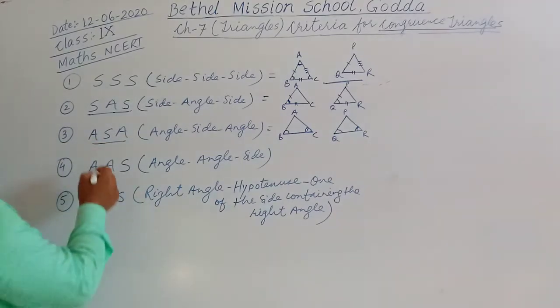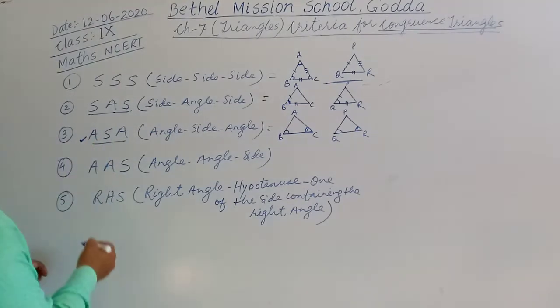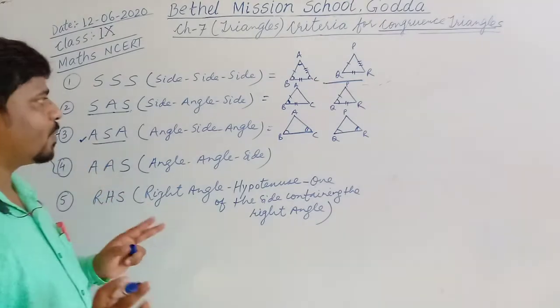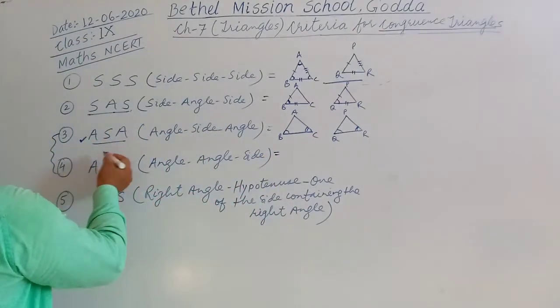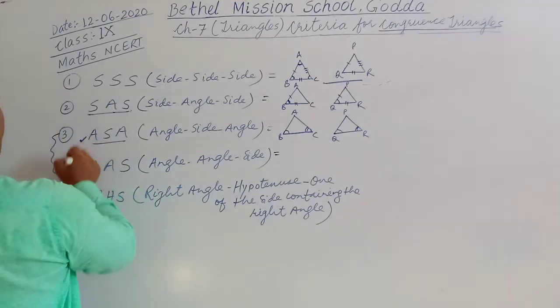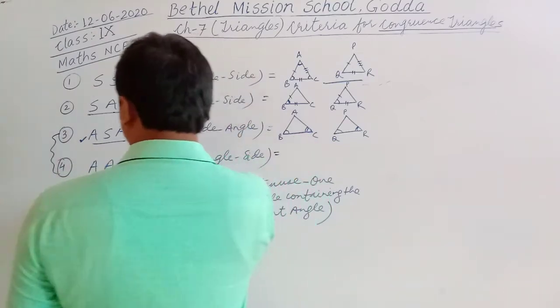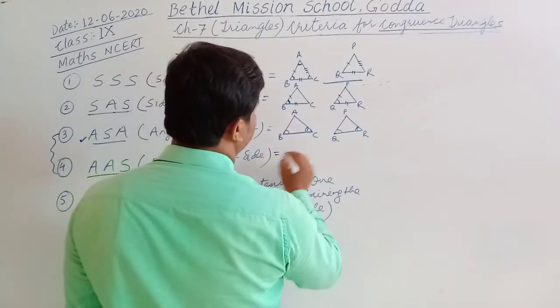Another property, this is similar to property 3. These two are similar properties. That's why I told before there are only 4 properties, but one more property is there which is similar to another one. So these two are similar to one another. So that is AAS, angle angle side.